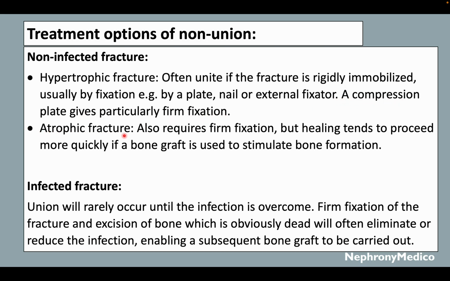In case of atrophic fracture, it also requires firm fixation, but healing tends to proceed more quickly if a bone graft is used to stimulate bone formation. In case of infected fracture, the union will rarely occur until the infection is overcome. The firm fixation of the fracture and excision of a bone which is obviously dead will often eliminate or reduce the infection, enabling a subsequent bone graft to be carried out.